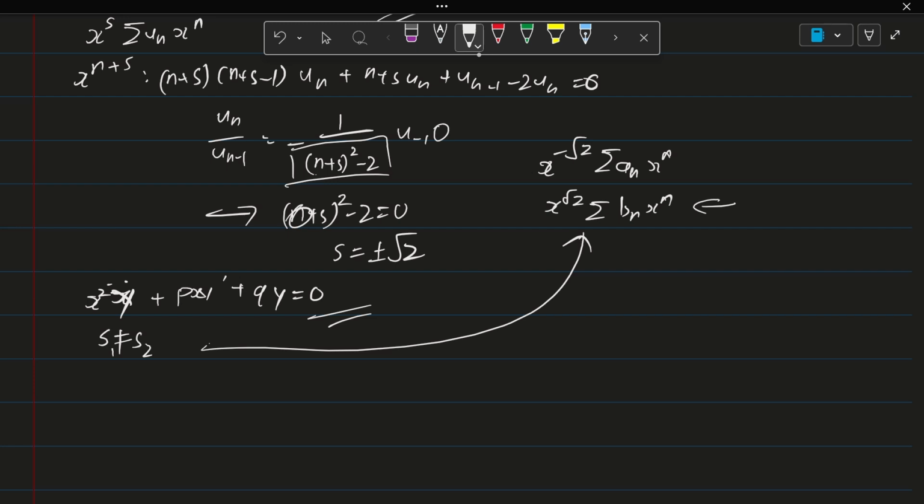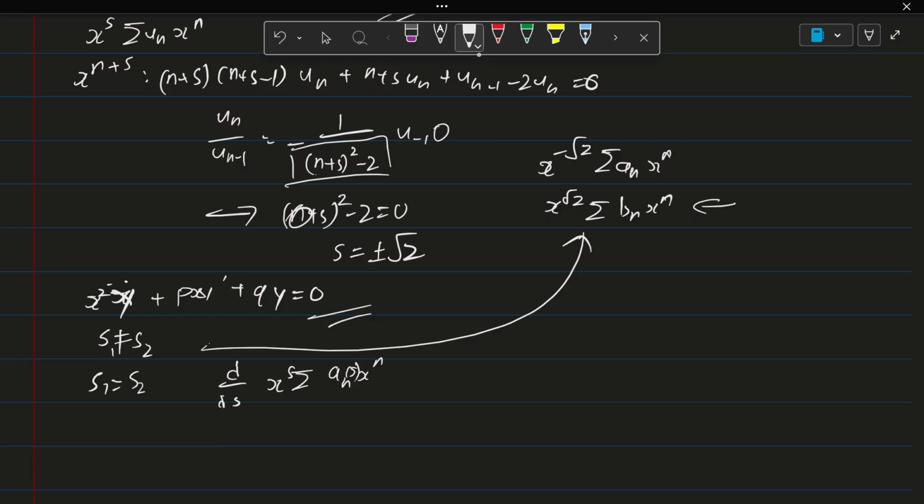It's pretty simple because if one thing is a solution and another one is a solution, summing them both will also become a solution. The second case is when s1 equals s2. This is a very problematic case, but you can do the same thing as with the first order differential equation: take the d over ds of x to the power of s times the sum of a_n x^n, where a_n is a function of s.